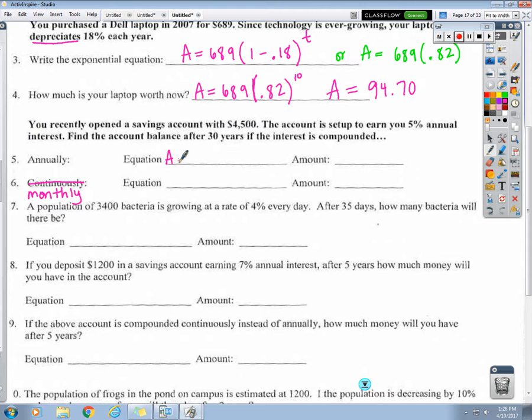It'll be A equals, what goes in your P? 4,500. And then is it 1 plus or 1 minus? 1 plus what? Right, so since I'm kind of limited on space, I'm going to go ahead and add that together. 1.05. And then to the what power? Well, this time though they give you an amount. 30 years. So now calculate that and tell me how much will be in that account after 30 years if it's growing 5% per year.